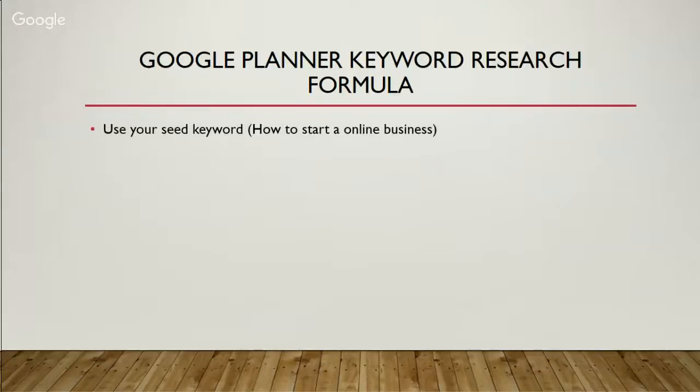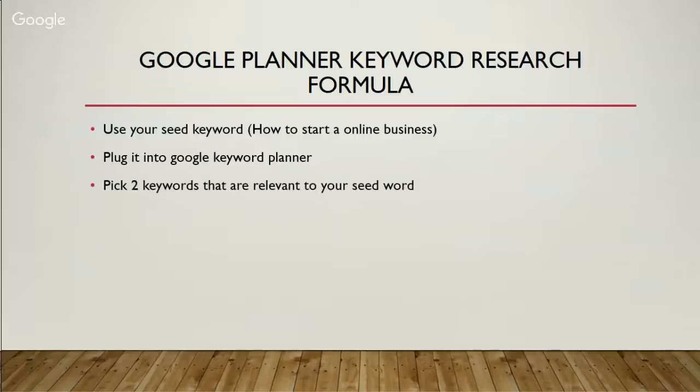You want your seed keyword, so whatever you want to type in, like how to start an online business, you want to plug it into the Google Keyword Planner. Pick the top 2 keywords that are relevant to your seed word. The seed word is what you're typing in. In this case, it'd be how to start your online business. And you need to create one video targeting those keywords. You want to rinse and repeat. This is pretty much all I do for my keyword research. I find keywords, I mark them down somewhere, and then I turn around and create a video behind those keywords.